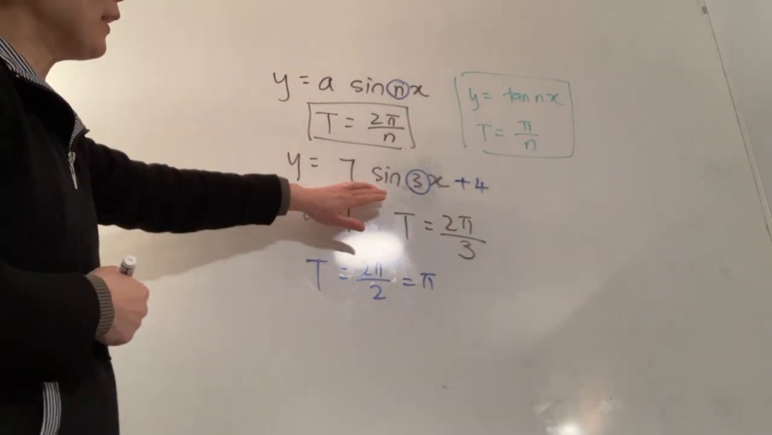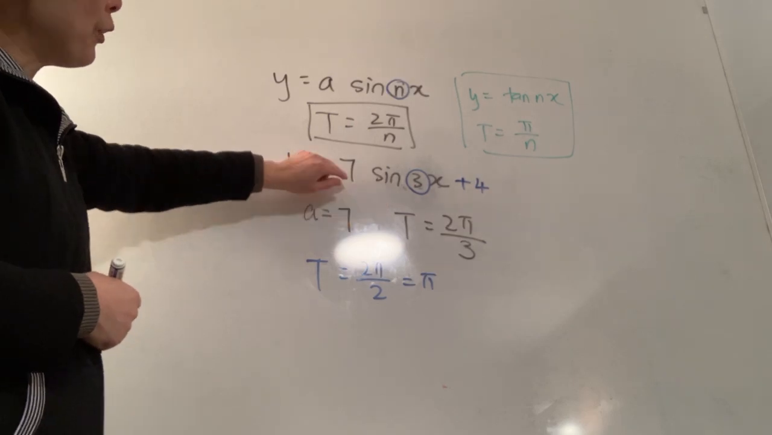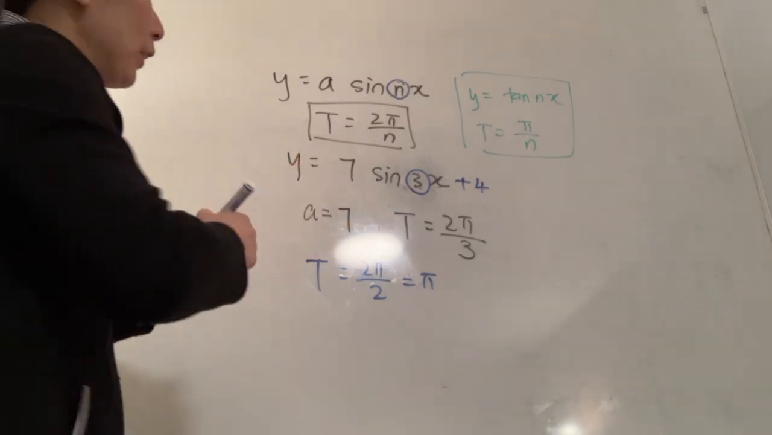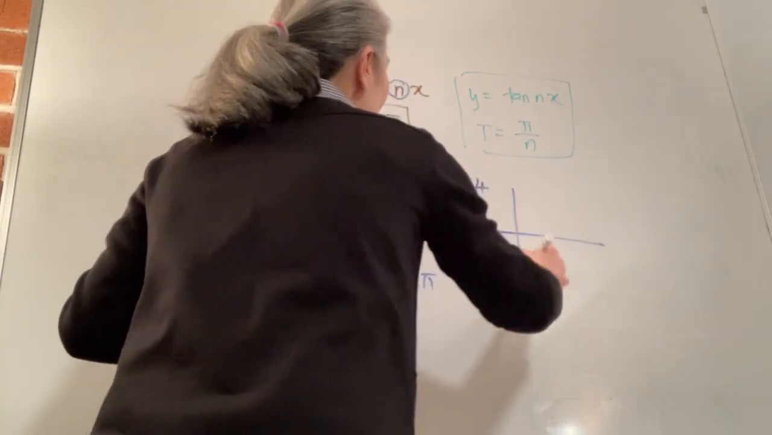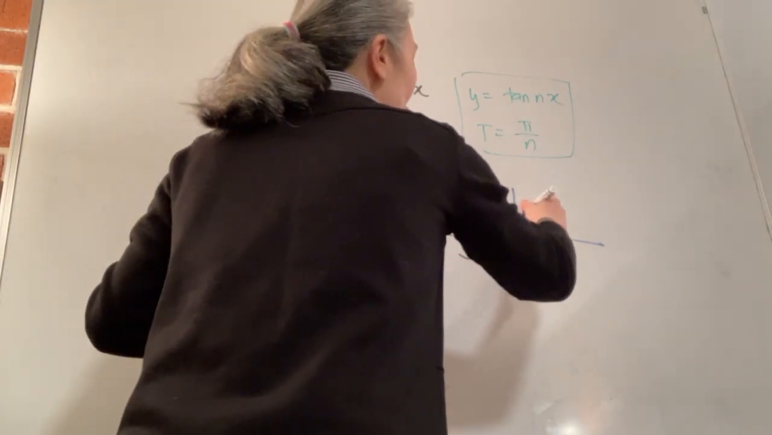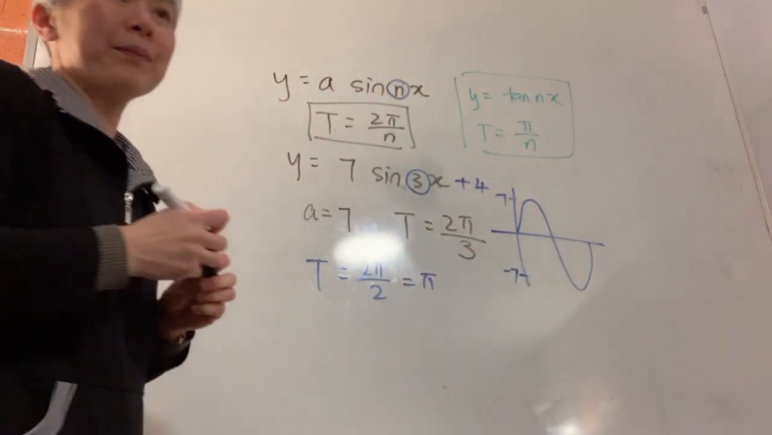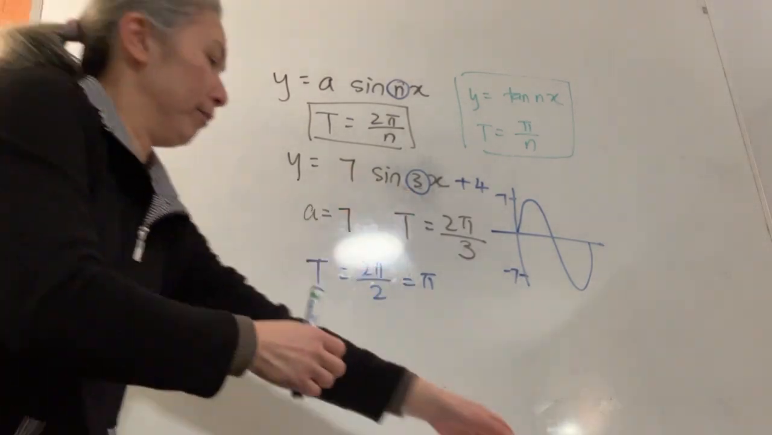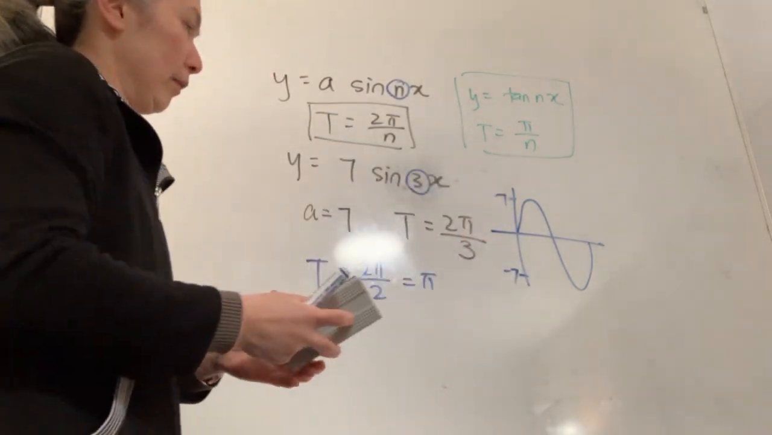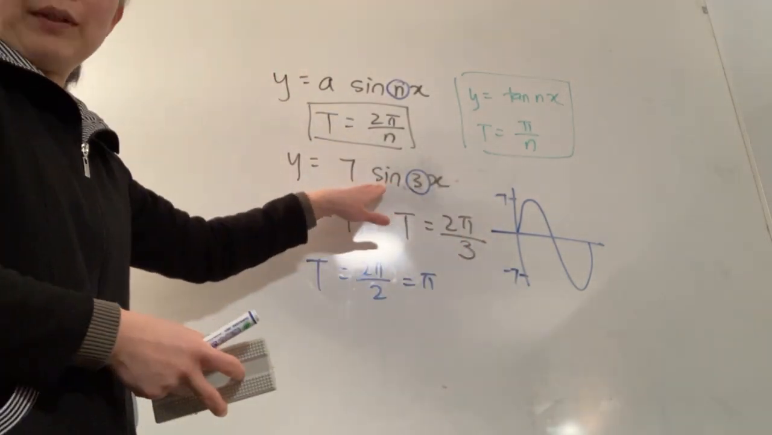Okay, let's go back to this question again. Because you know the amplitude is 7, that means the sine graph is going to go up to 7 and go down to -7. This is what we know. Because of that curve, the range is -7 to 7 for that question.